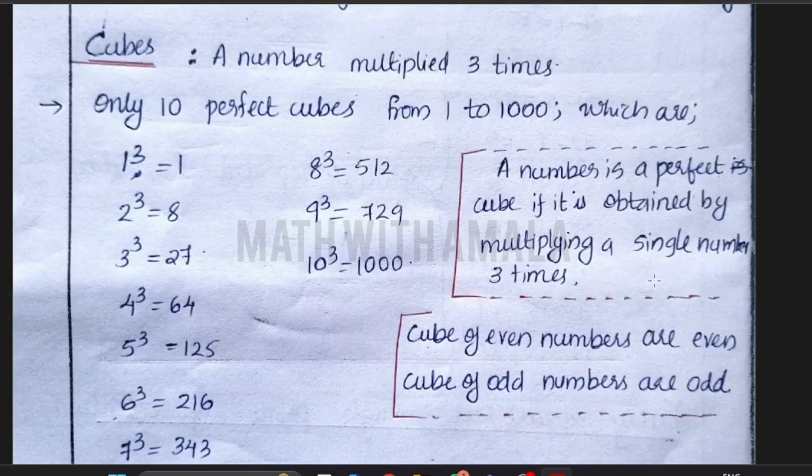Now what are cubes? A number multiplied 3 times is a cube, whereas a number multiplied 2 times is a square. There are only 10 perfect cubes from 1 to 1000, and these numbers are 1, 8, 27, 64, 125, 216, 343, 512, 729, and 1000. A number is a perfect cube if it is obtained by multiplying a single number 3 times. Cubes of even numbers are always even, and cubes of odd numbers are always odd.